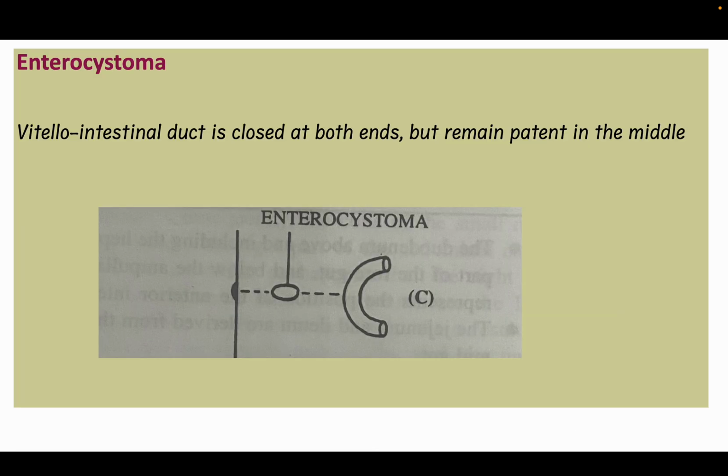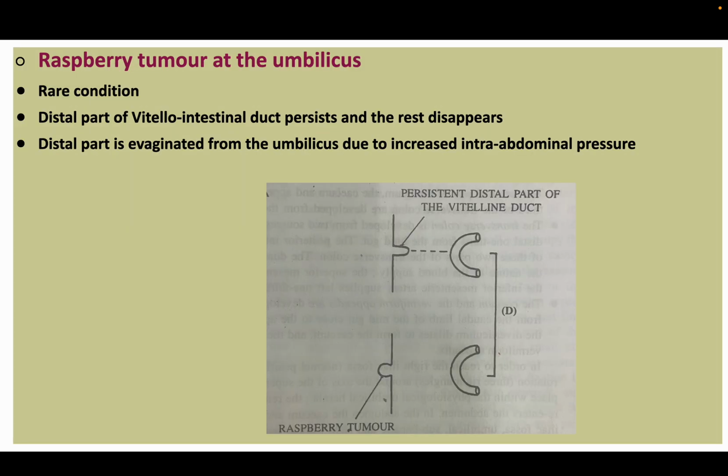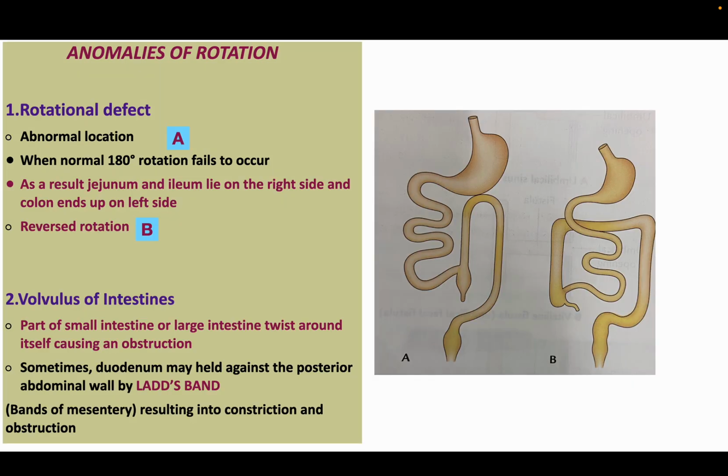Then enterocystoma. The vitellointestinal duct is closed at both ends but remains patent in the middle. Then we call it enterocystoma. Then what is the respiratory tumor? It is a rare condition in which the distal part of the vitellointestinal duct persists. You can see here, the rest of the duct just disappears. Now the distal part is initially invaginated, but with increased intra-abdominal pressure it is evaginated and we call it a respiratory tumor at the umbilicus.